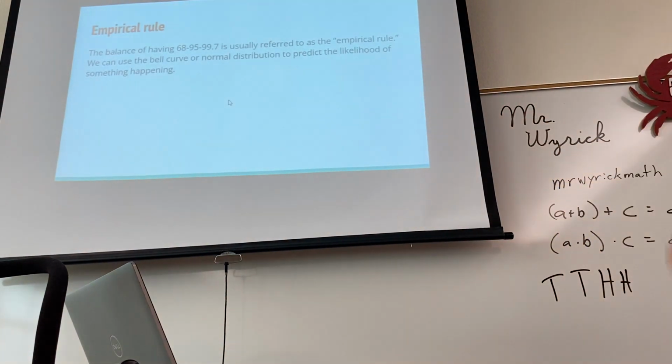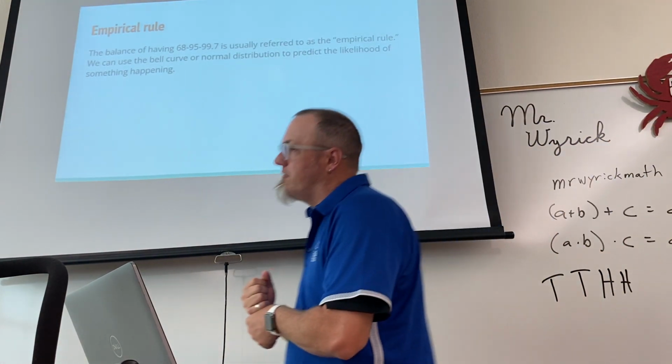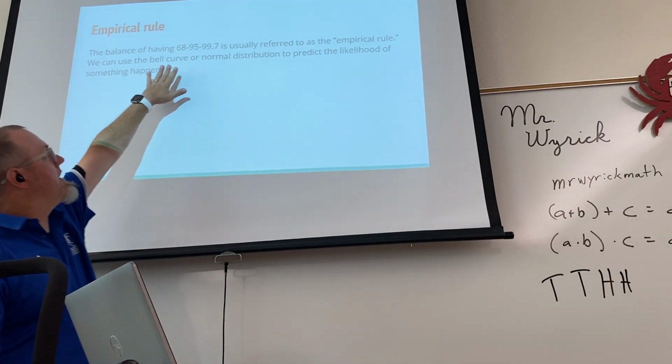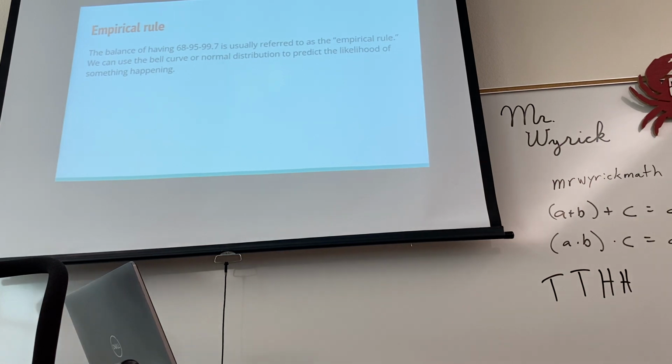Okay, one more thing to add in. This balance of having the 68%, 95%, 99.7% is usually referred to as the empirical rule. So if you see anything on there about empirical rule, this is what they're talking about. In the normal distribution, everything within one standard deviation is gonna be 68%. Everything within 2 standard deviations is gonna be 95%. Everything within 3 standard deviations, 99.7%. And they use that to predict the likelihood of something happening. Here is the most statistically likely thing, and here we go. So that's how we probably could have predicted how many coin flips are gonna come up for any of these like this.